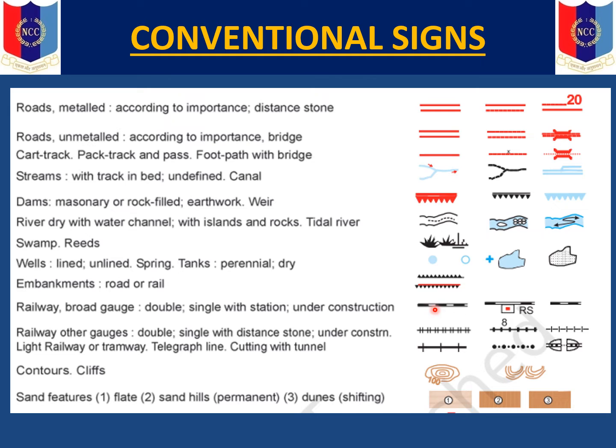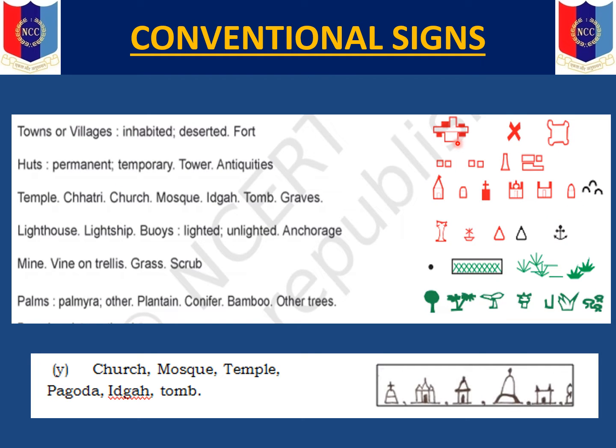There is a difference in the broad gauge railway track here. Then the various towns and built up areas are shown by these signs. Now here you can see temple, chhatri, church, mosque, Eidgah, tomb, graves. Now this has been highlighted here, as you can see. This is one of the most important questions in the certificate exams, repeated in almost all the question papers.